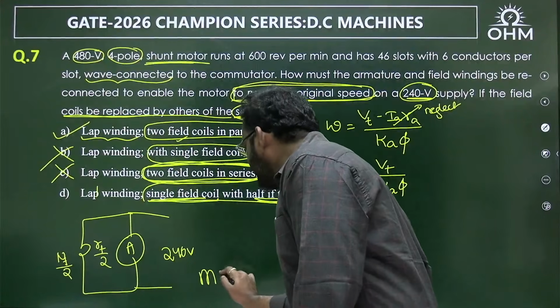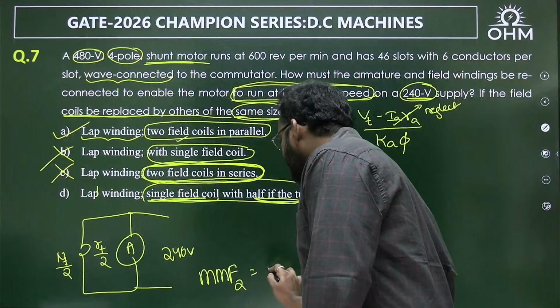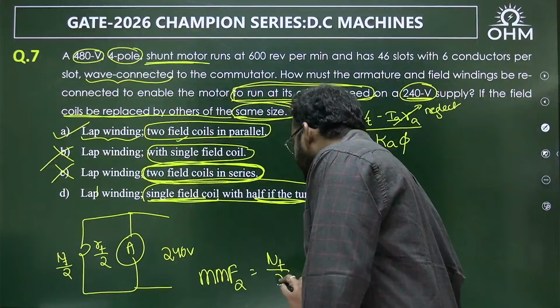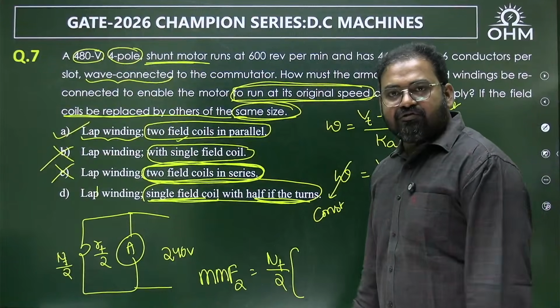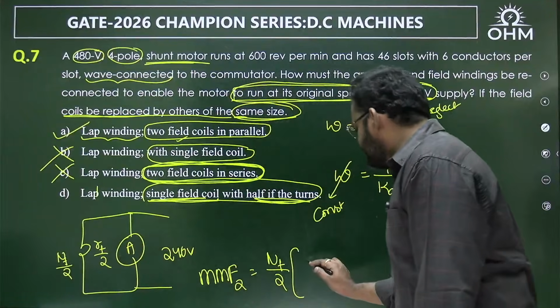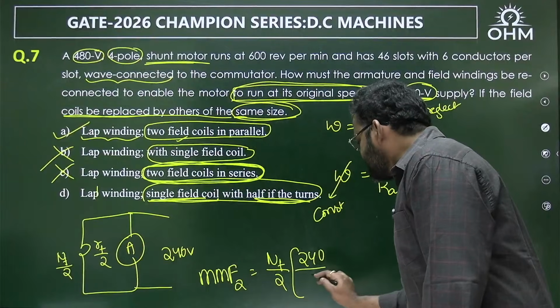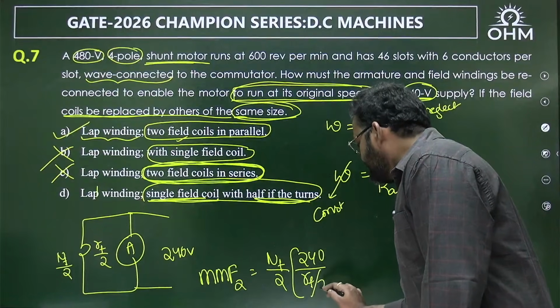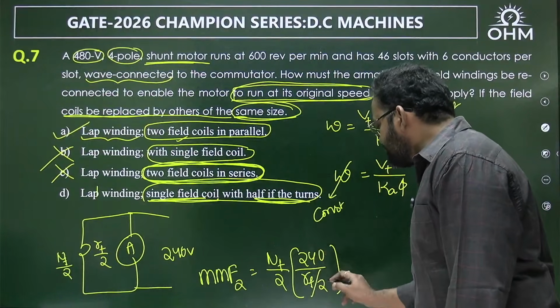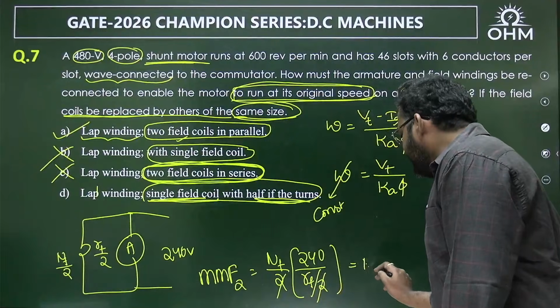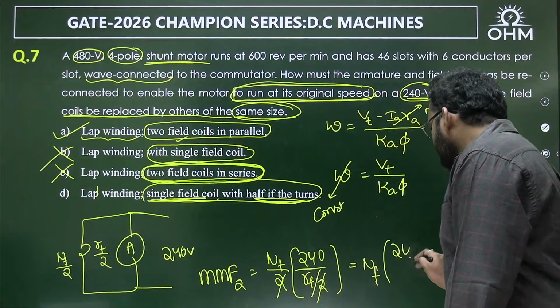So could you tell me what is the MMF in the second case? Number of turns are half, NF by 2, into what is the current formula? 240 by resistance. 240 by what is the resistance? RF by 2. Once again, 2 goes to the numerator, the 2s cancel. I am getting once again NF into 240 by RF.